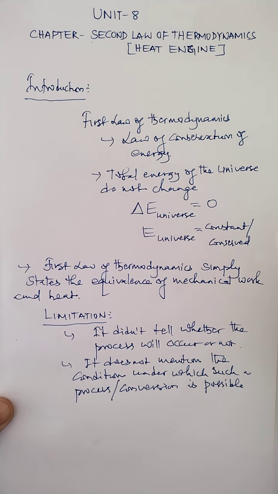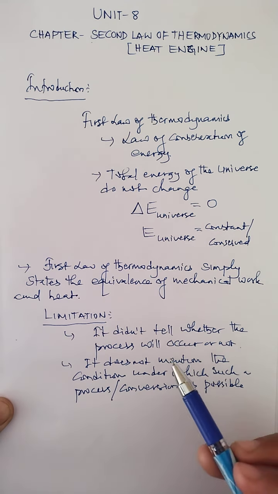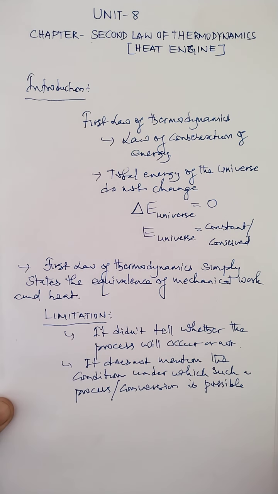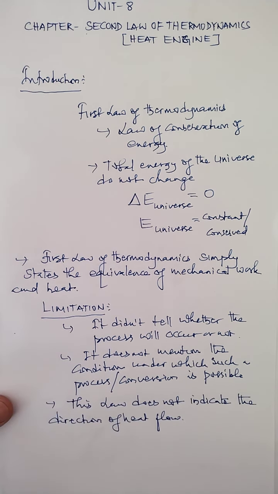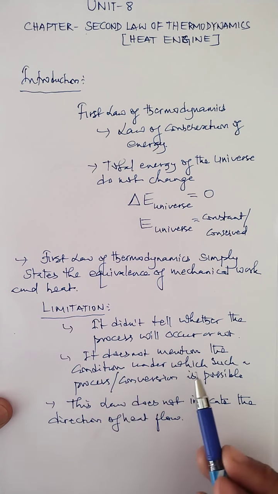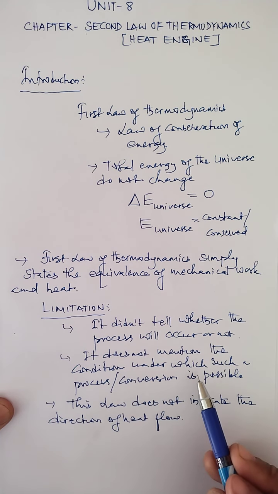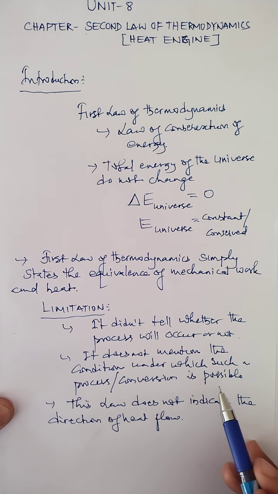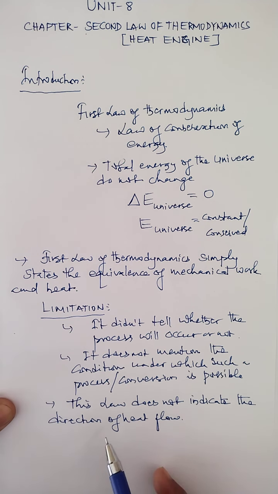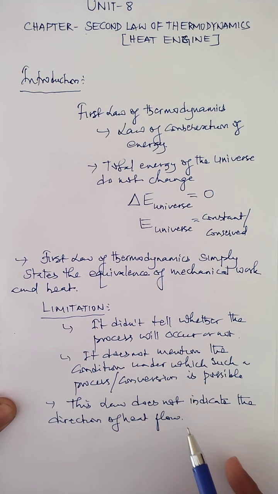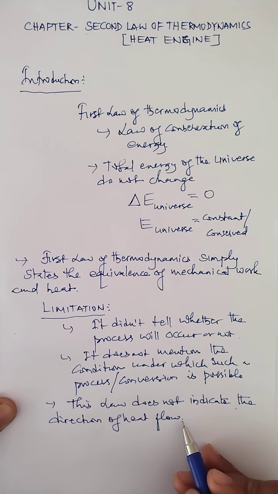But whatever way it happens in nature, energy is always conserved. But this is not always true. That's why we know that there are some limitations of the first law of thermodynamics. As I said already, it does not mention the condition under which a process like conversion can occur or is possible in nature, which means the first law of thermodynamics does not indicate the direction of heat flow.